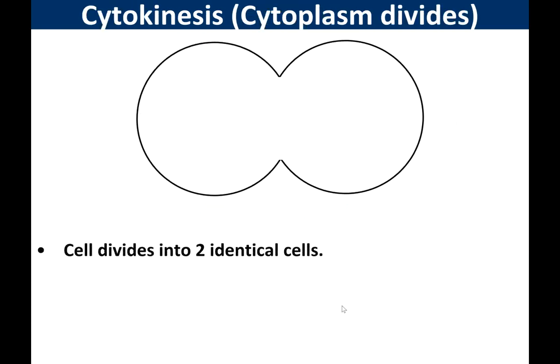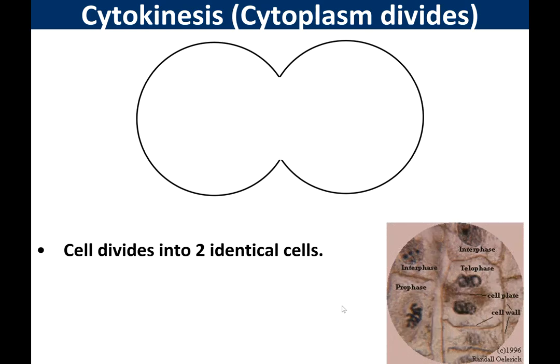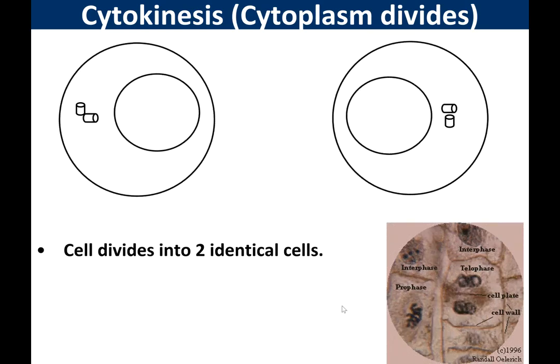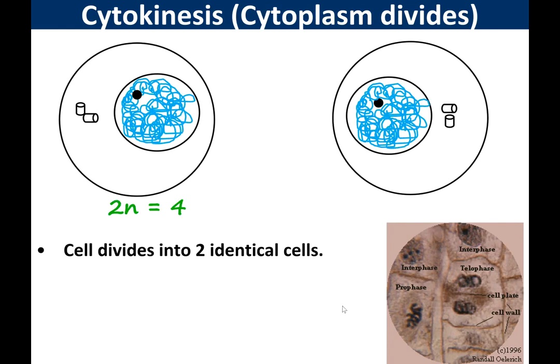Okay, finally, the cell divides into two identical cells. So we're going to draw those centrioles again. We've got the nucleus now, and the DNA has decondensed into chromatin. Each new daughter cell has a ploidy of 2n equals 4.